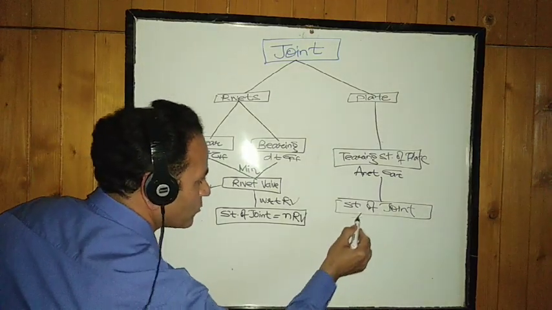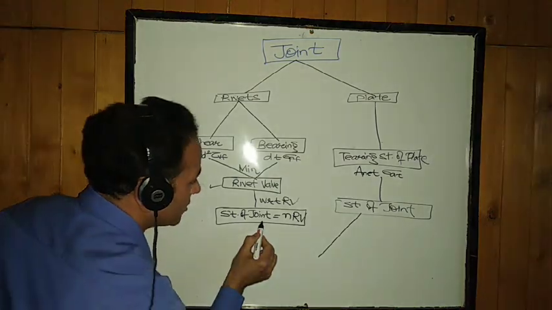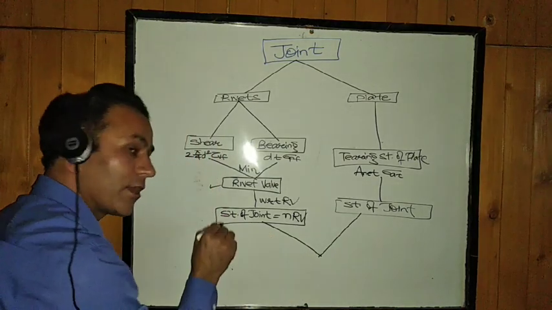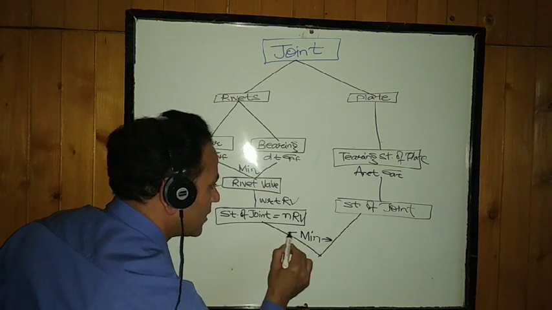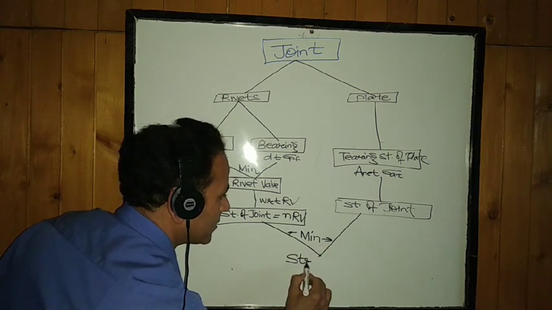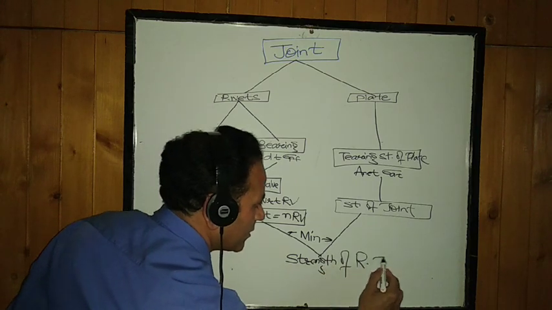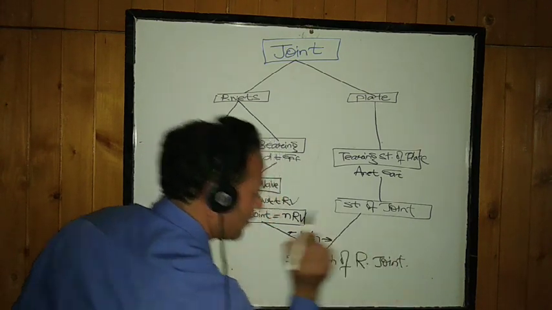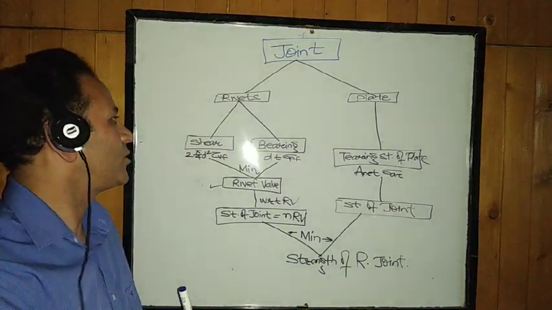Now we have two values, strength of joint corresponding to the tearing of plate, strength of the joint corresponding to the rivet value. Minimum of these two values will ultimately be the strength of riveted joint. Okay, this path we follow to calculate the strength of a riveted joint.